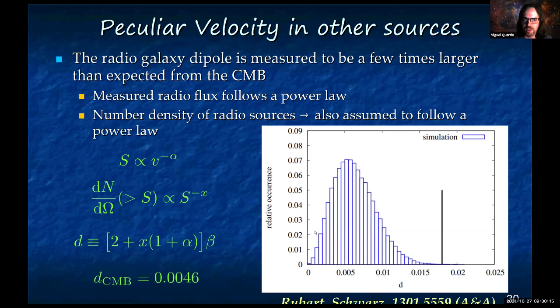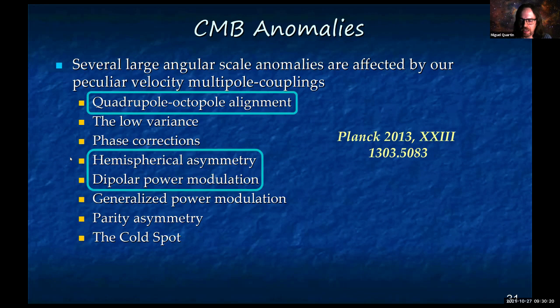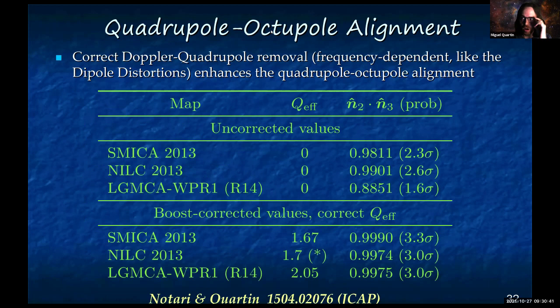Now, two slides on the anomalies, because this was mentioned yesterday. I think Hutter mentioned some of these, and other people did too. As I said, quadrupole-octopole alignment, hemispherical asymmetry, dipolar modulation, all three of these Planck-listed anomalies are affected by our velocities. So a velocity can enter all three of them. On the quadrupole-octopole alignment, you also have to take into account this Doppler distortion. It's a frequency dependent effect. So in our paper a few years ago, we corrected this Doppler. We removed the Doppler quadrupole, also removing the spurious contribution.